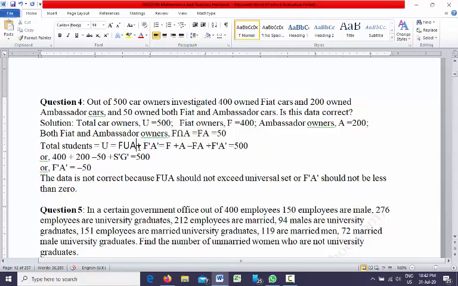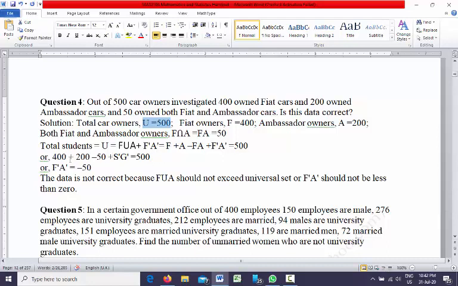Right. So we all know by now that F union A means F plus A minus FA. That's the formula. The universal set is F union A plus F prime A prime. The total number of car owners is 500.